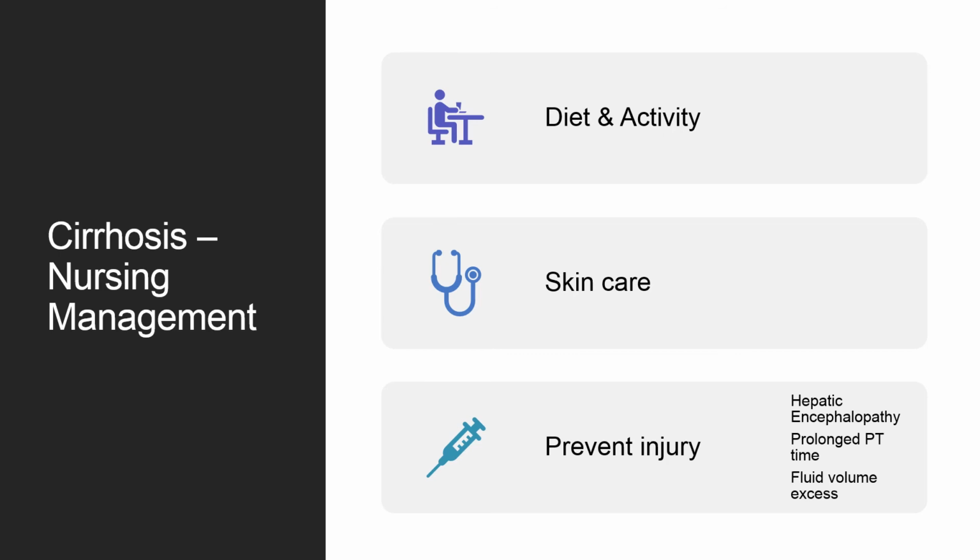And to prevent injury caused by fluid volume excess, you want to decrease their sodium intake, give diuretics as prescribed. You want to perform daily weights and measure the abdominal girth daily. And you want to measure their INRs, and they should be on a fluid restriction if ordered.